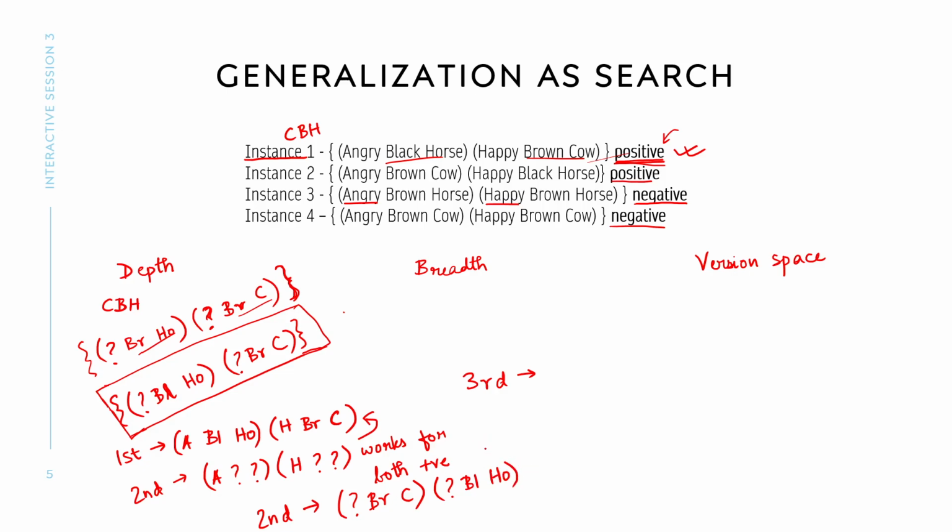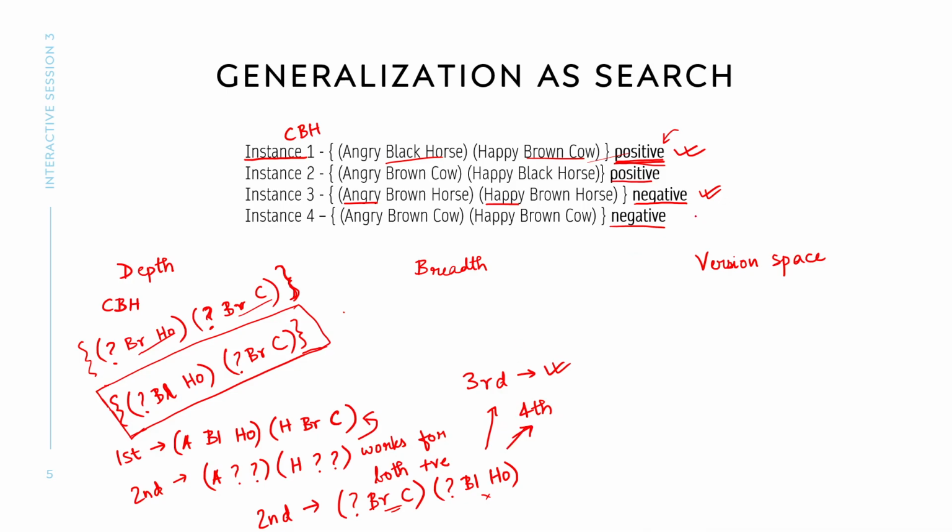Now when I go to my third case, this does not match anymore. Wildcard and brown cow does not match. Wildcard and black horse also does not match. So this is classified as negative, and this is done. In the fourth case, angry brown cow does match this one, but here we have happy brown cow, so that does not match. So the third case is doing good with this, and the fourth case is also looking good.